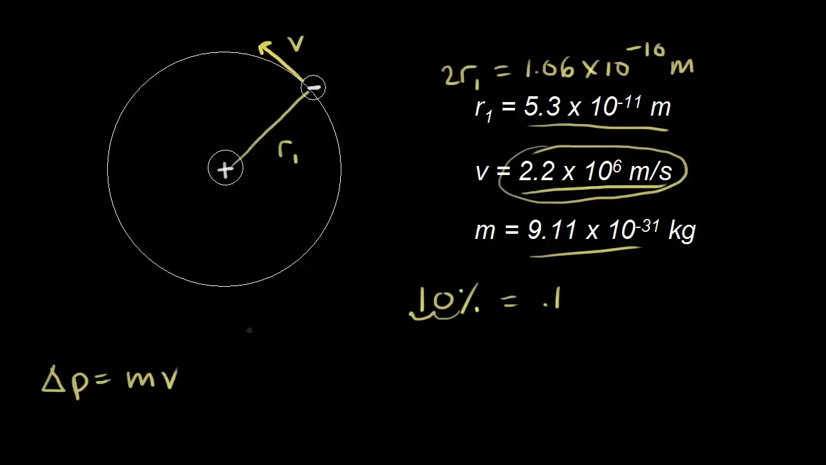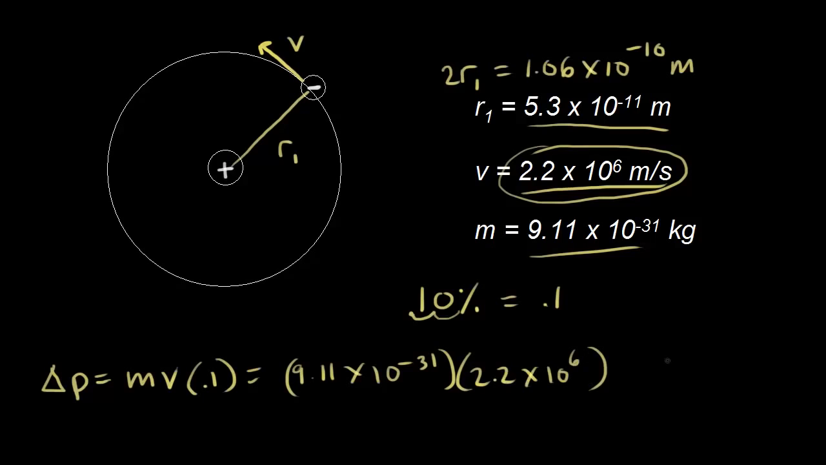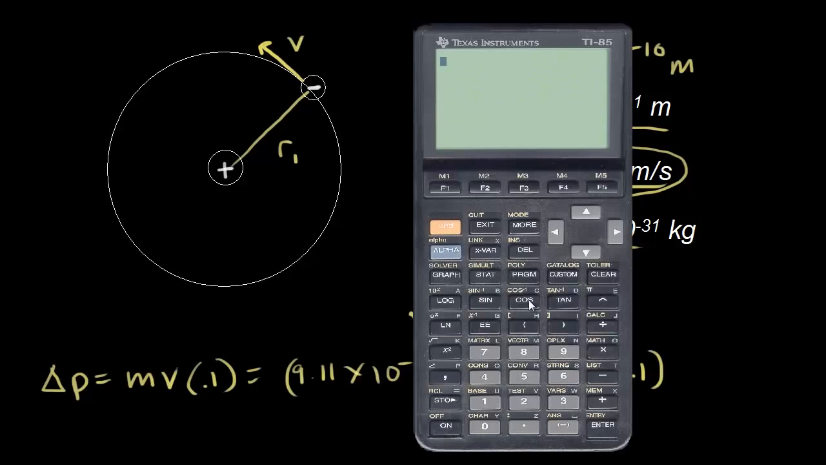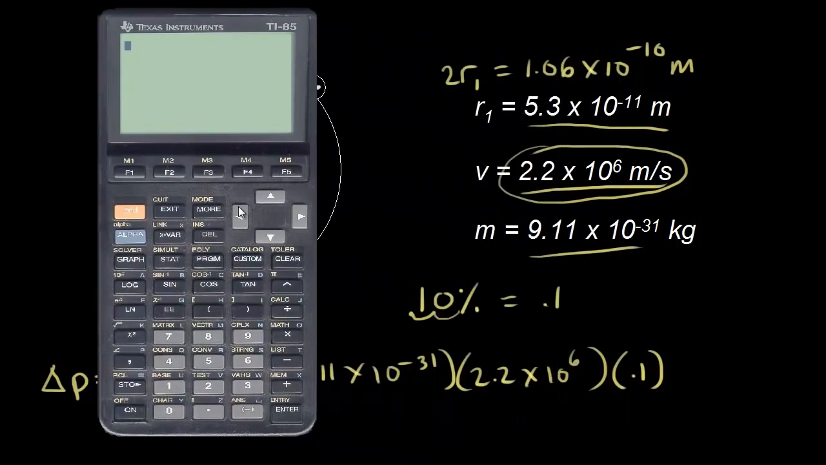Right? If there's a 10% uncertainty associated with the velocity, we need to multiply this by 0.1. So let's go ahead and do that. We would have the mass of the electron, which is 9.11 times 10 to the negative 31st. The velocity of the electron is 2.2 times 10 to the 6th, and we know that with 10% uncertainty, so we need to multiply all of that by 0.1. So let's go ahead and do that. We're going to multiply all those things together.